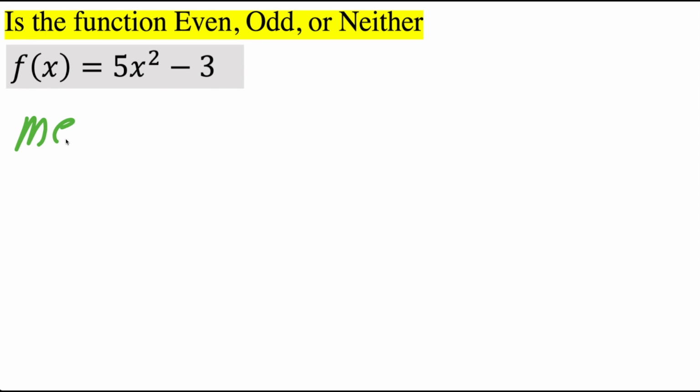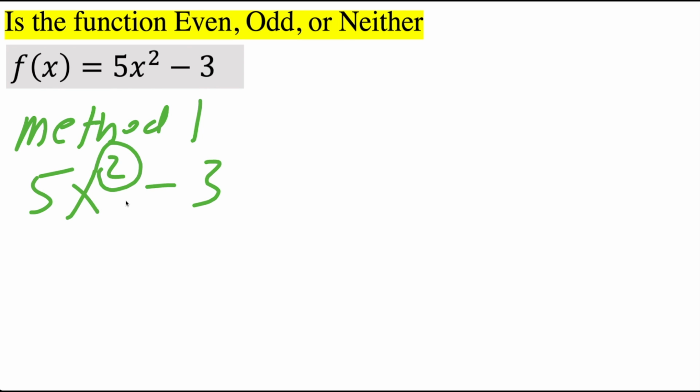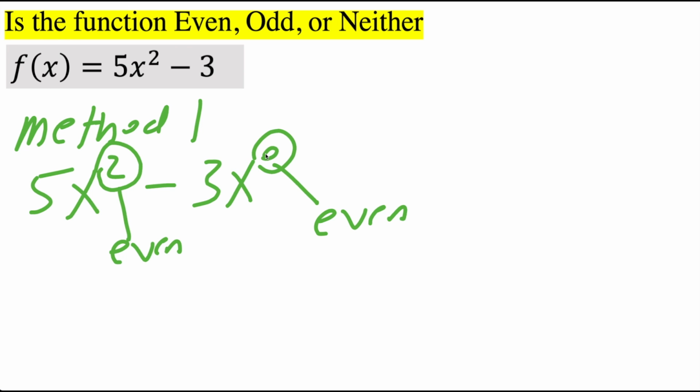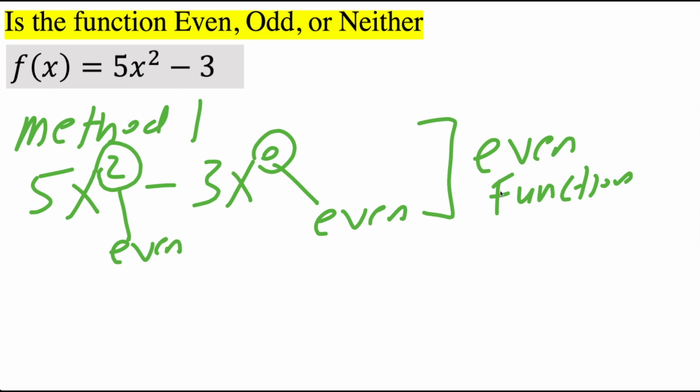So let's call this method 1. We have 5x squared minus 3. We see a 2, and the power is even because 2 is even. This has no power, but if it helps you, you can write x raised to 0. And 0 is even, because x raised to 0 is actually just 1. So that's why this has a 0 power, and 0 is considered even. Because both of these terms are even, it's going to be an even function. So that's one method of doing it.